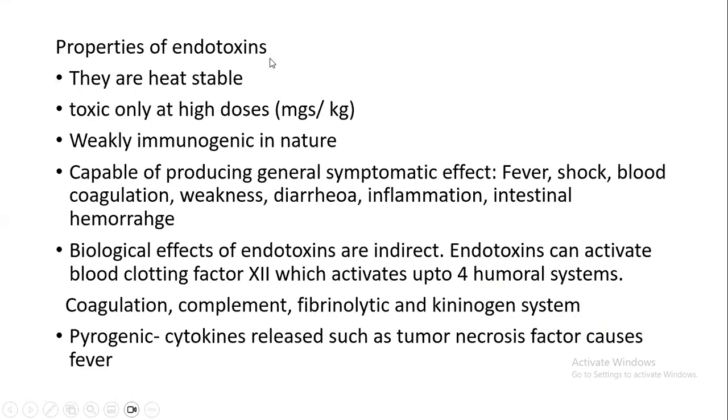Some of the properties of endotoxin include that they are heat stable. They are toxic at very high doses, about milligrams per kilogram, and they are weakly immunogenic in nature. They are capable of producing general symptomatic effects such as fever, shock, blood coagulation, weakness, diarrhea, inflammation, and intestinal hemorrhage. The biological effects of endotoxins are indirect.